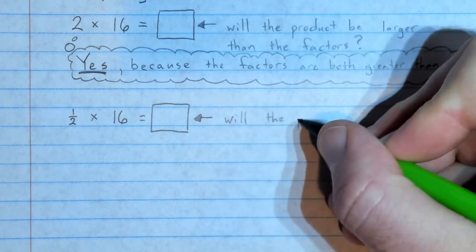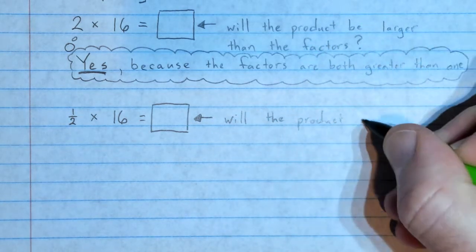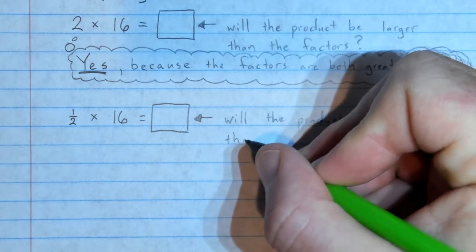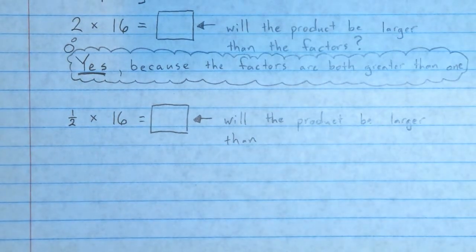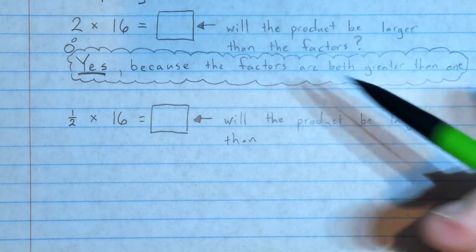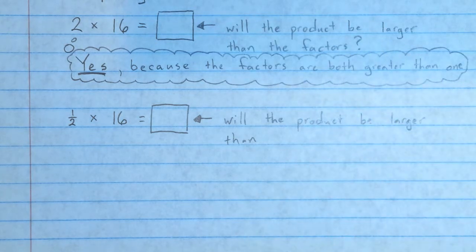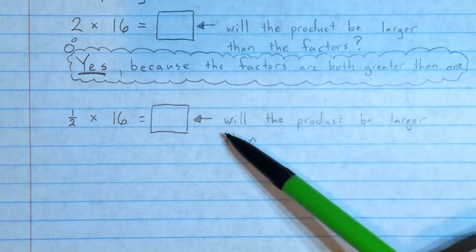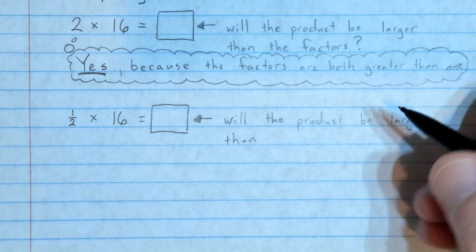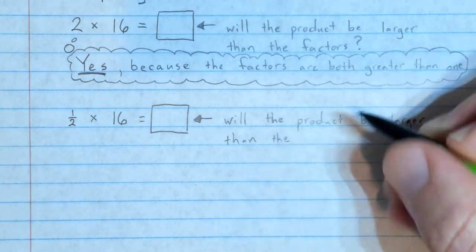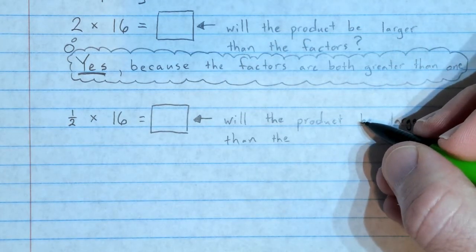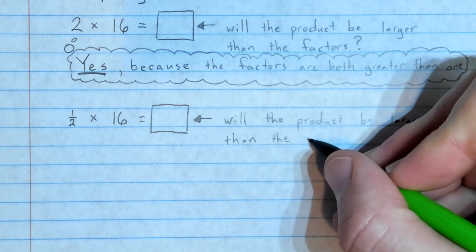Will the product be larger than... Now we have to be a little bit careful here. I could have phrased this one the same way, but I kind of wanted you to see the difference. Will the product be larger than the factors? More specifically, will the product be larger than the whole number factor? Okay. Will it be larger than the second factor?